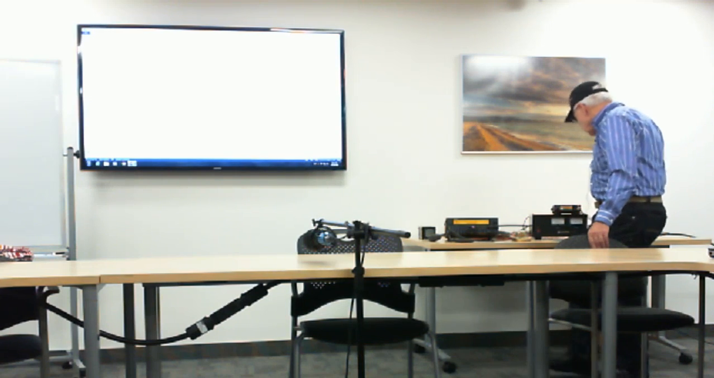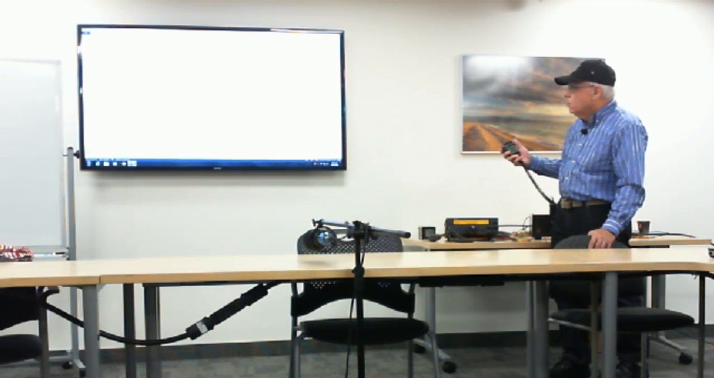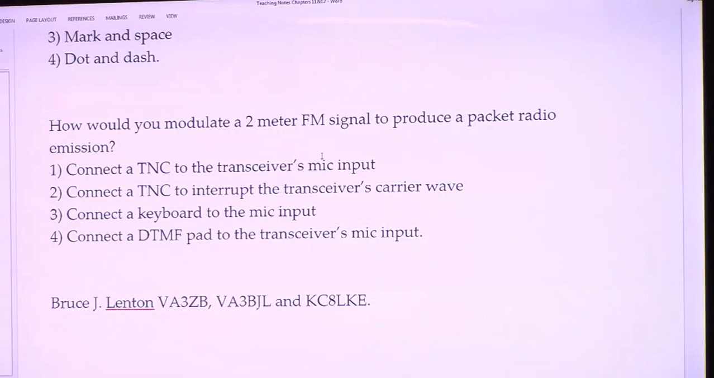How would you modulate a 2-meter FM signal to produce packet radio emission? Connect the terminal node controller to the receiver's mic input. Connect the terminal node controller to interrupt the transceiver's carrier wave. Connect a keyboard to the mic input. Connect a DTMF pad. That's a DTMF pad: dual tone multiple frequency. So which one are you going to do?